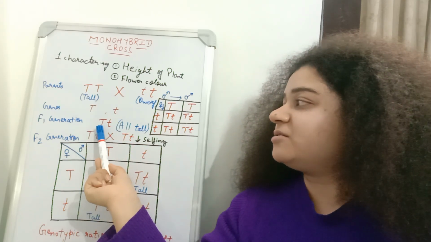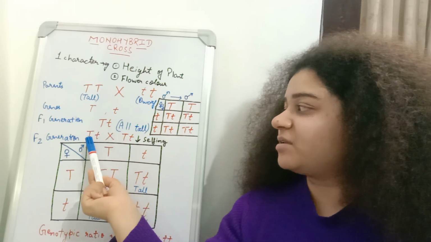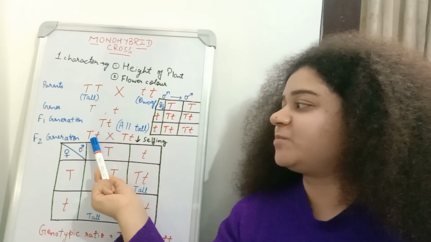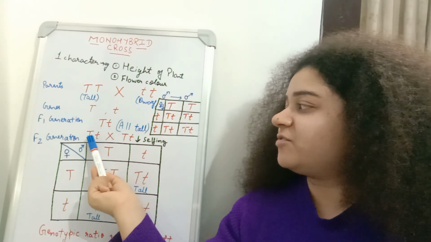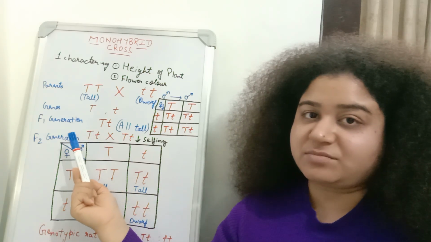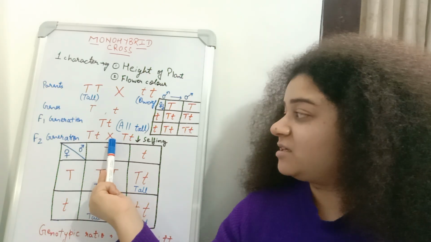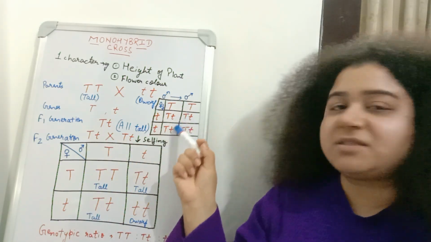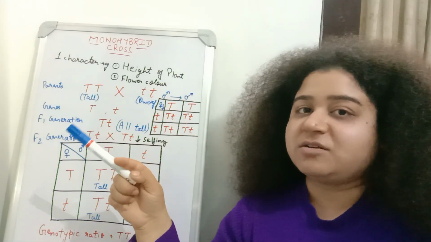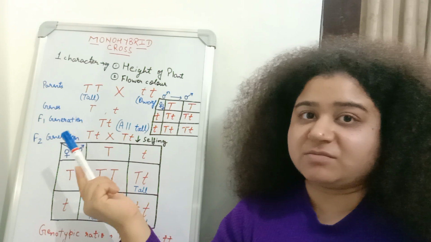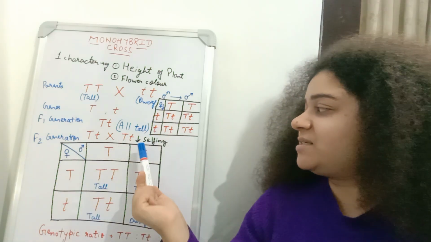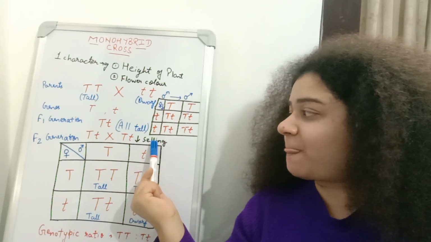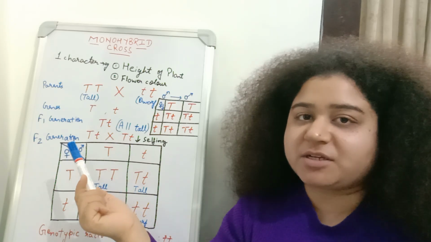In the F1 generation, this genotype we will now consider as the parental plants. With heterozygous genotype, capital T small t is crossed with capital T small t. Selfing means the two plants from the F1 generation we will cross. This is also called selfing. This downward arrow stands for selfing. Selfing means self-pollination.